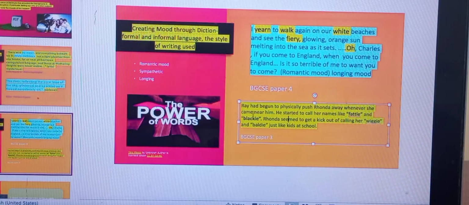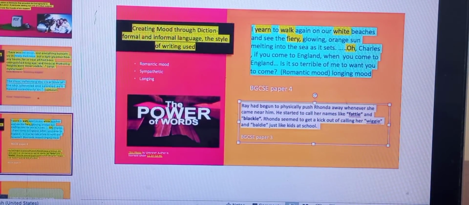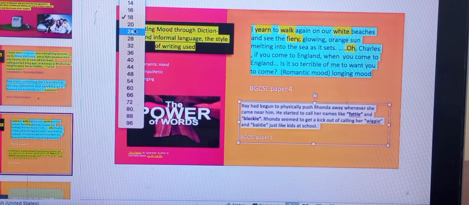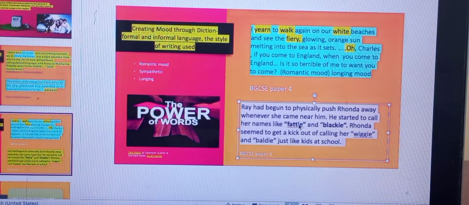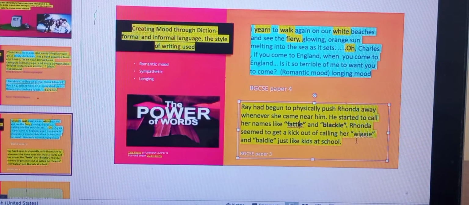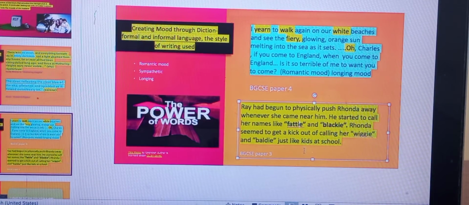Let's look at a second piece here. Let's see if we can make it a little bit bigger, and let's see what mood the writer is evoking in us. It says here, Ray had begun to physically push Rhonda away whenever she came near him. He started to call her names like Fatty and Blackie. Rhonda seemed to get a kick out of calling her Wiggy and Baldy, just like kids at school.